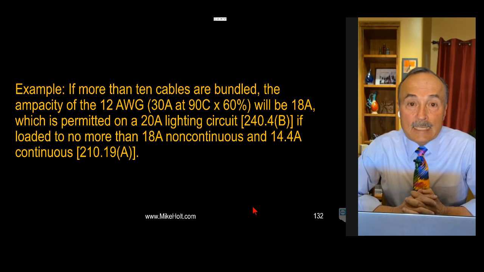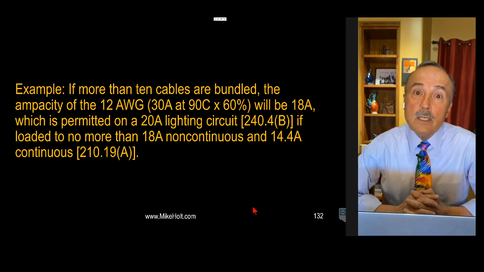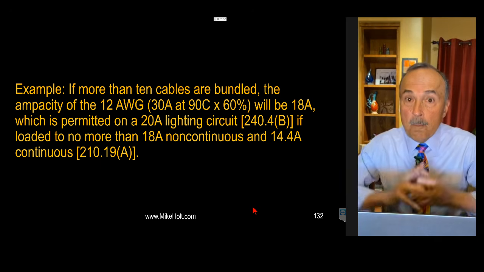is going to be at 60%. And 60% of 30 ampere wire is going to be 18 amperes. And you can put 18 ampere wire on a 20 amp breaker in accordance with 240.4(B).